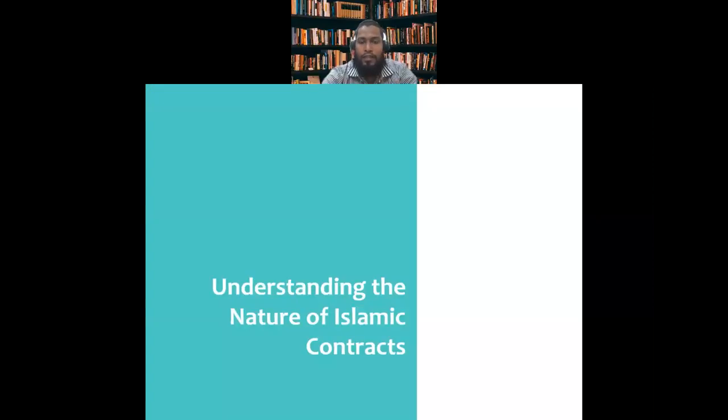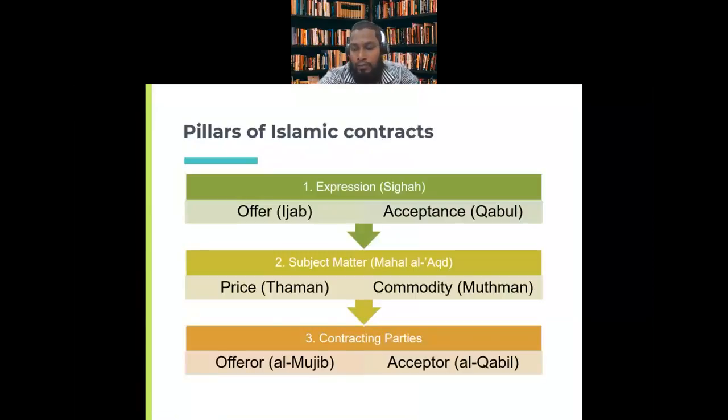So at first let us look at the nature of the contracts as we go through the fiqh muamalat, the very basic law of contract, where we can see in Islamic Sharia there are six pillars of a contract. The first two is the expression, sighah, ijab and qabul. There should be an offer and acceptance, either pronounced verbally, or understood, or written. Number two, there should be price and commodity, the thaman and mathman.